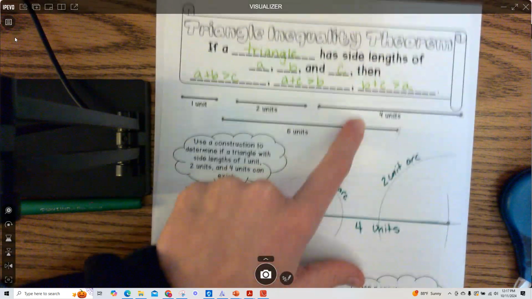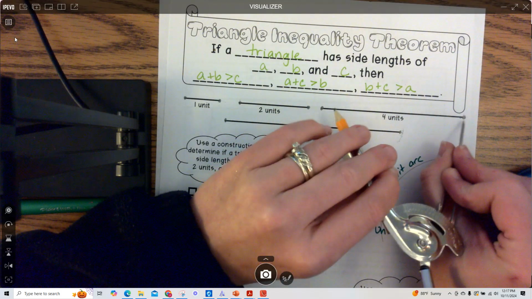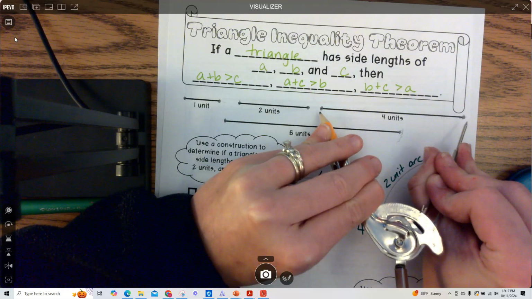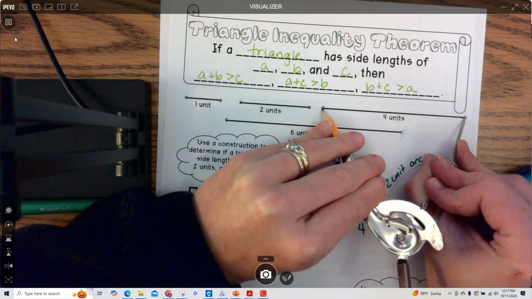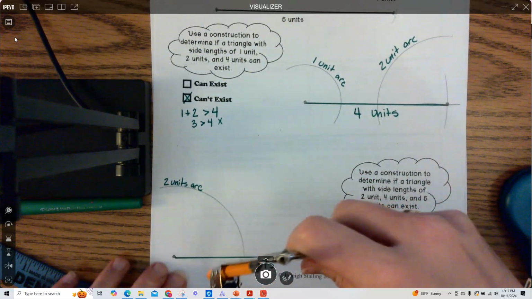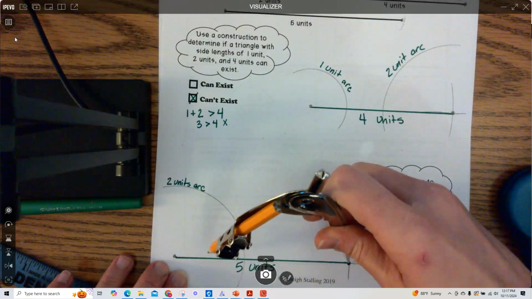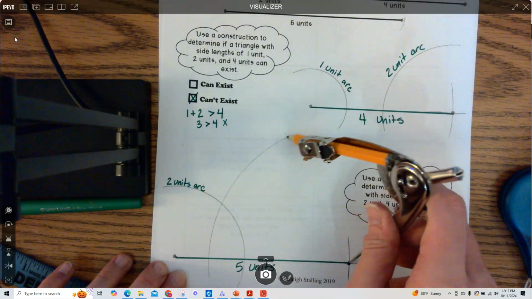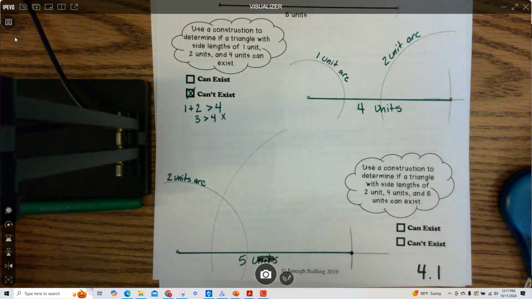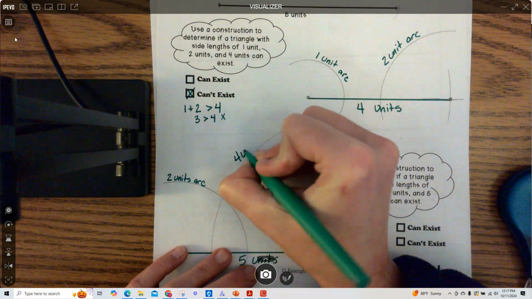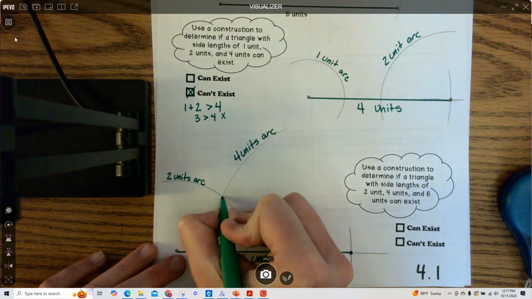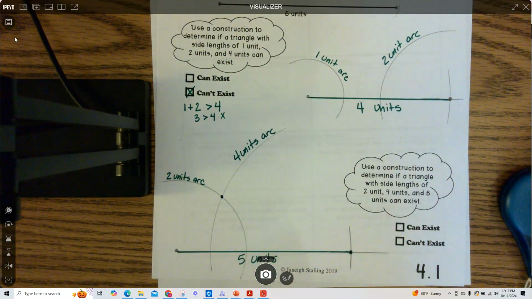So now we're going to copy this side. So point on one, pencil on the other end, and then move your point down here to the other end point of your line, and you're going to make a big arc. Do you notice the difference between our first one and this one? So this is our 4 units arc. Where they cross, that's the top of my triangle.